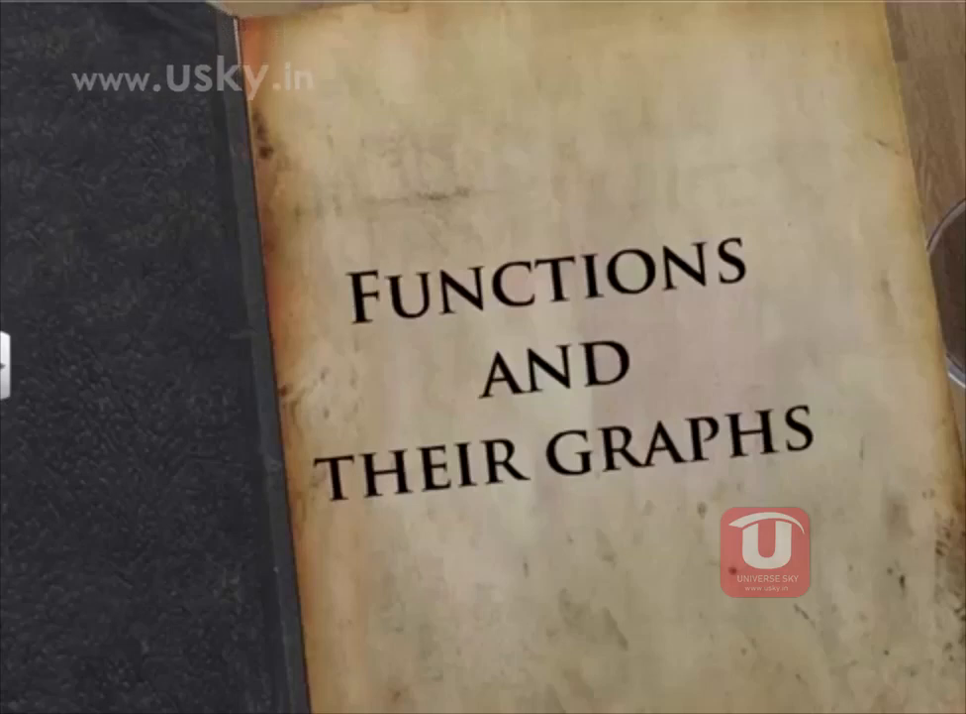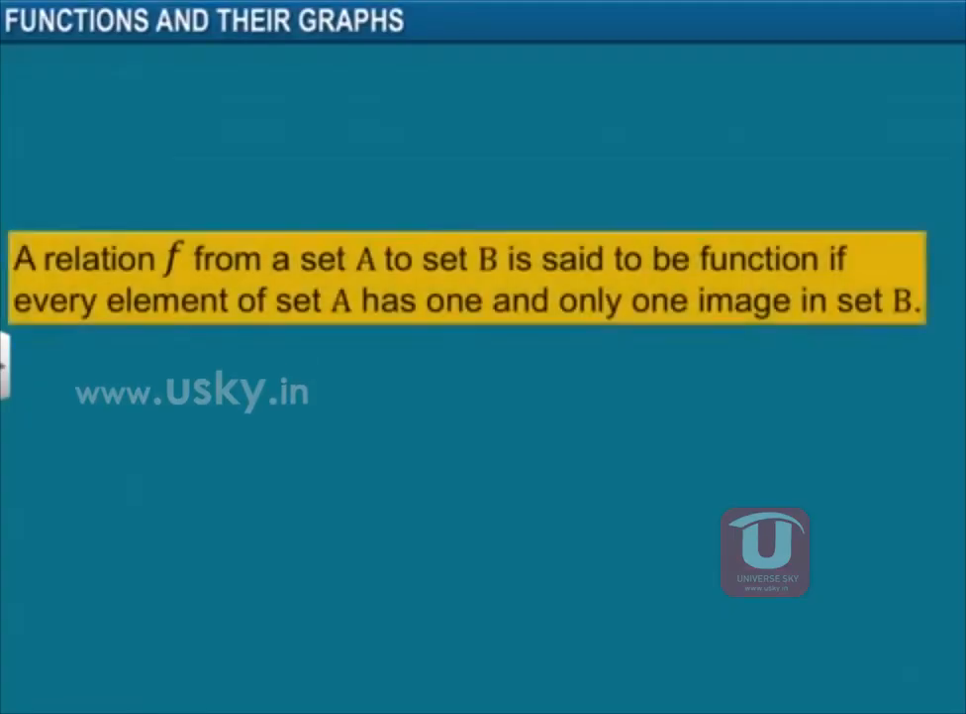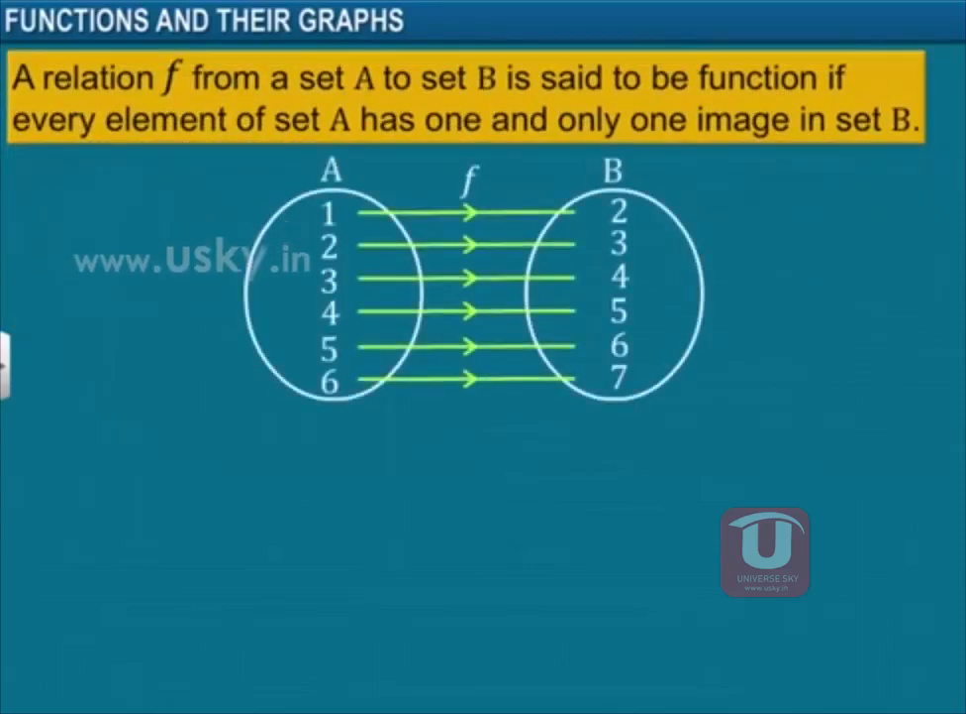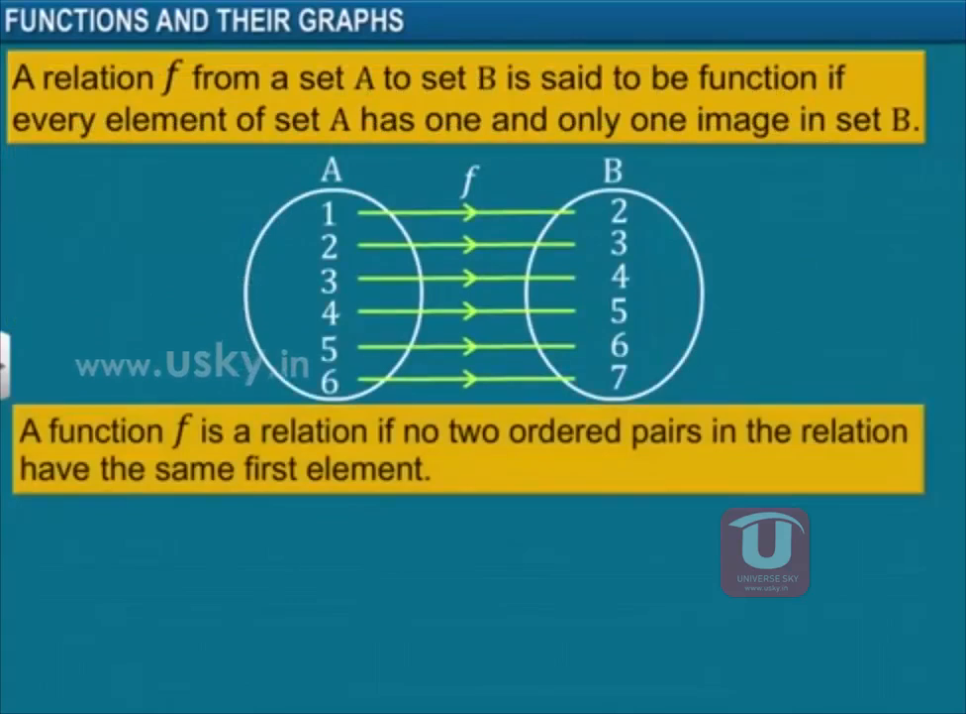In this module, you will learn about different types of functions and their graphs. A relation f from a set A to set B is said to be a function if every element of set A has one and only one image in set B. In other words, a function f is a relation if no two ordered pairs in the relation have the same first element.